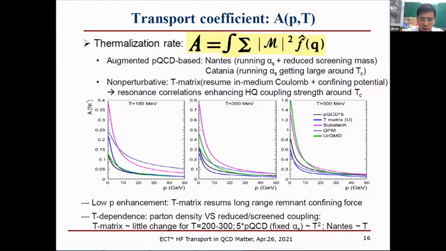So we see here we plot the charm quark thermalization rates as a function of momentum at different temperatures, 180 MeV, 300 MeV, 500 MeV. At low pT, there's always an enhancement, especially, this is more pronounced in the T-matrix approach, which resums the remnant confining force. And the temperature dependence of the thermalization rates is determined by the particle density versus reduced coupling. For the T-matrix approach, there is little change in the thermalization rates between 200 and 500 MeV. But for pQCD calculation, if we fix alpha_s, then it should scale with T squared.